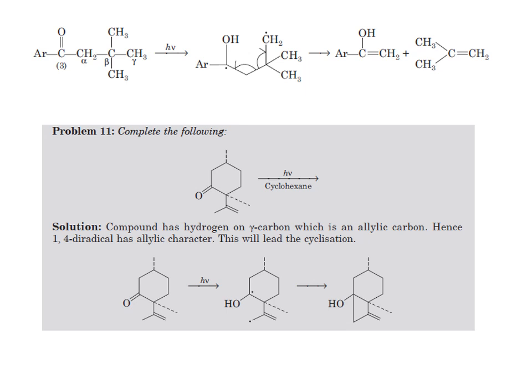Now let us complete one example. Here, this is the ketone molecule and we give h nu, cyclohexene. So what will be the solution? The hint is that the compound has hydrogen on the gamma carbon, which is the necessary condition we mentioned in the last slide. This is an allylic carbon. If the allylic radical is very stable, hence the 1,4 biradical has allylic character, and we know the allylic radical is stable. That's why it will go for the cyclization reaction, and we can see this is the final product, the production of the 4-membered cyclic system.